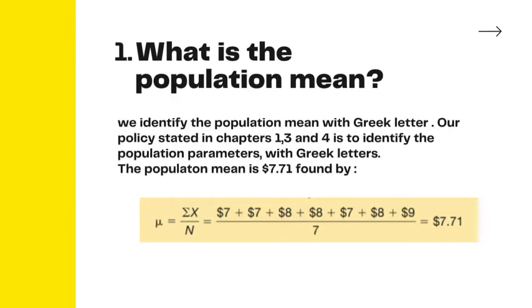Question number 1. What is the population mean? We identify the population mean with the Greek letter mu. Our policy stated in chapters 1, 3, and 4 is to identify the population parameters with Greek letters, and the population mean is $7.71, found by mu equals sigma x divided by n equals 7 plus 7 plus 8 plus 8 plus 7 plus 8 plus 9 divided by 7 equals $7.71.